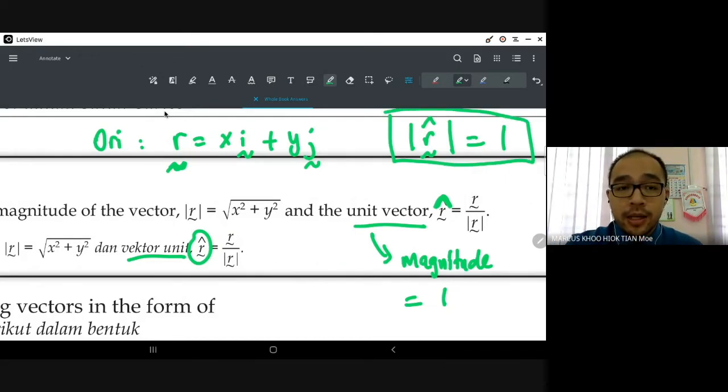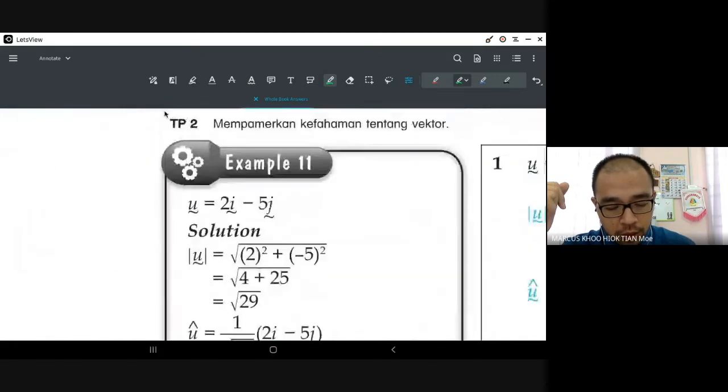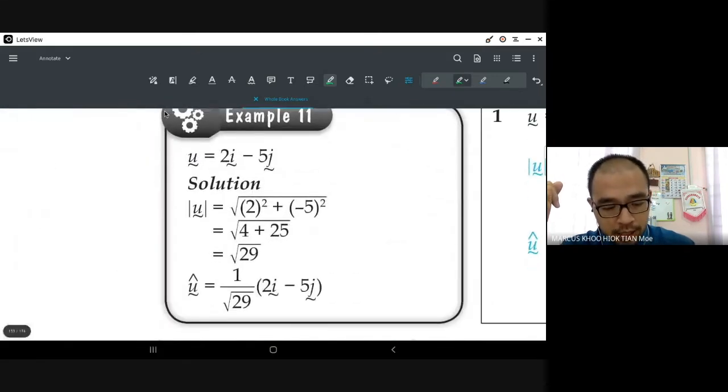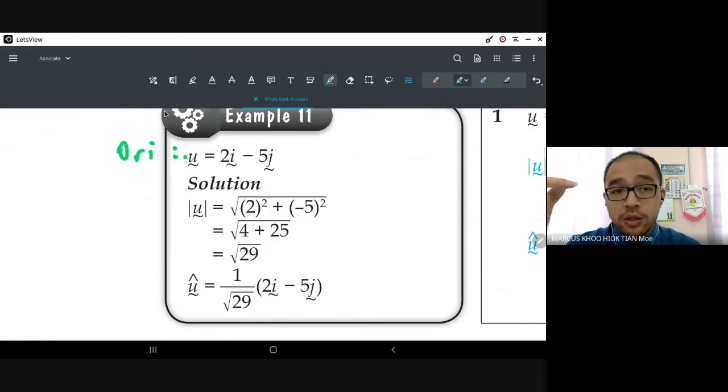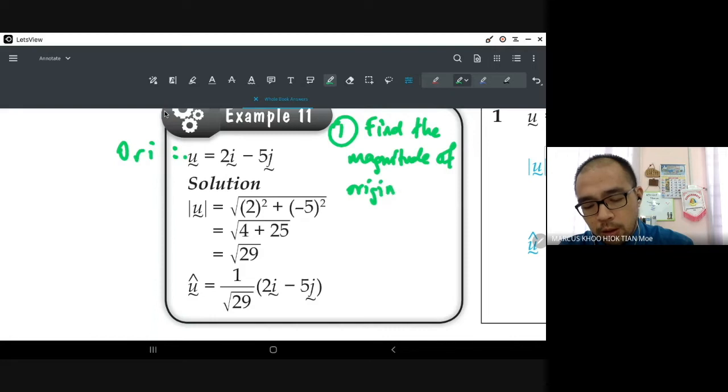So how do you find the unit vector from the original vector? Let's take a look at the example. It is a 2-step process. The original vector is u equals 2i minus 5j. So step number 1 is find the magnitude of the original vector.